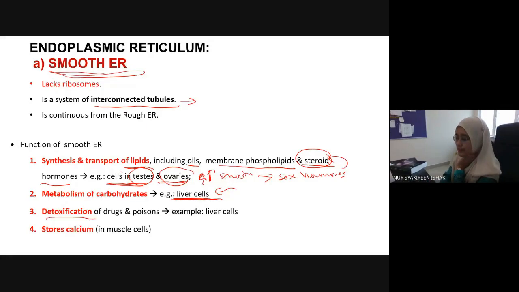Okay, and then another function of the smooth ER is to detoxify drugs and also poison. So this is also done by the liver. And then another function of the smooth ER is to store calcium. So calcium in the muscle cell. Muscle cells have to have calcium in order to be able to contract. So in order to allow the muscle cell to contract, they have to have calcium.